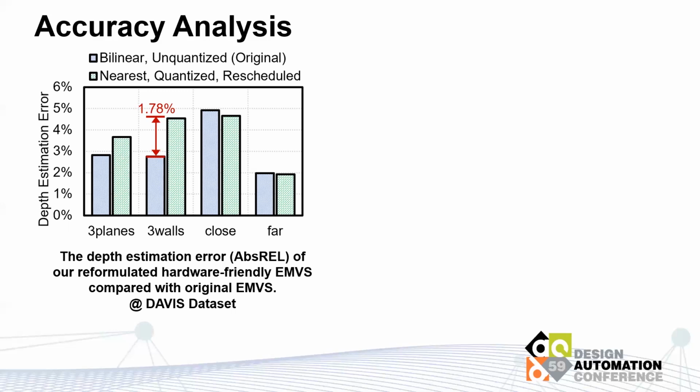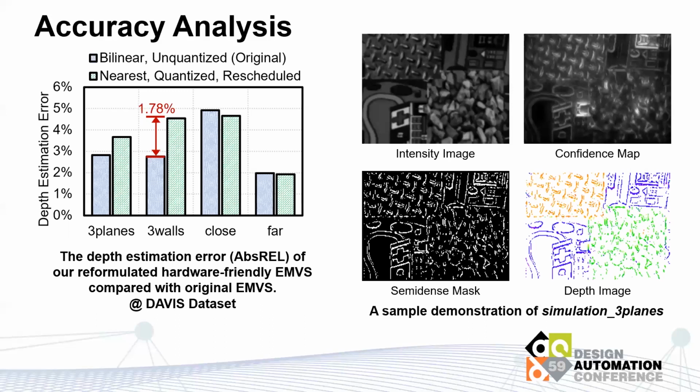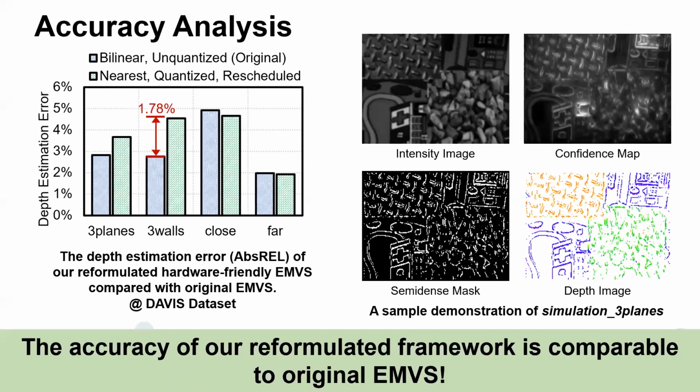We can see that the maximum difference is only 1.78%. In some sequences, our framework even has better accuracy. On the right side, a sample of reconstructed scene structure from the simulation 3 planes sequence is presented for direct demonstration. Overall, the results indicate that the accuracy of our reformulated framework is comparable to original EMVS.